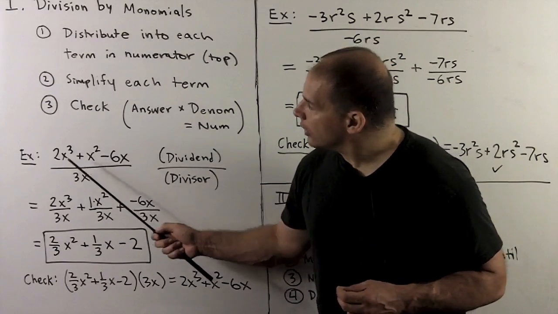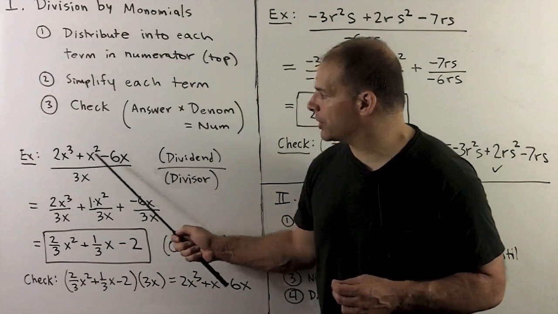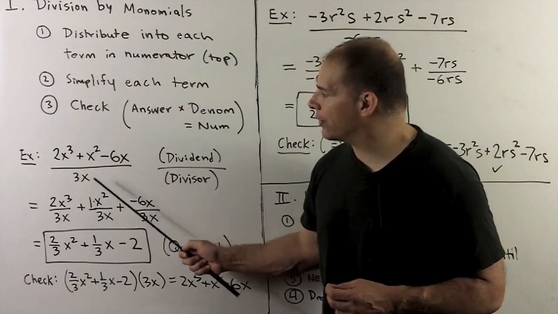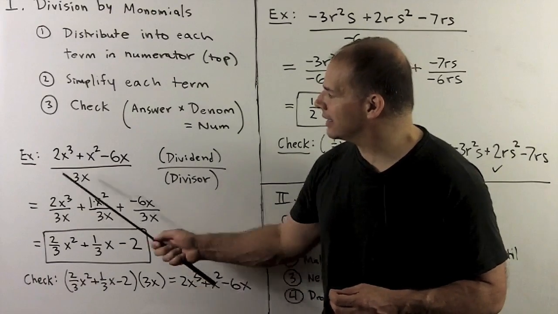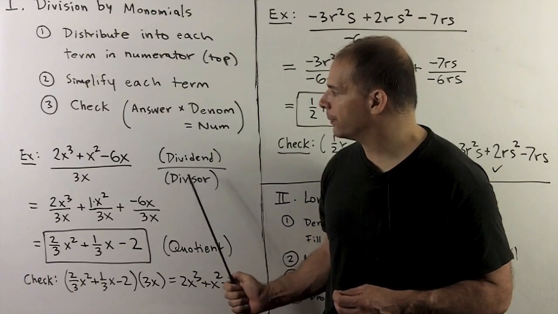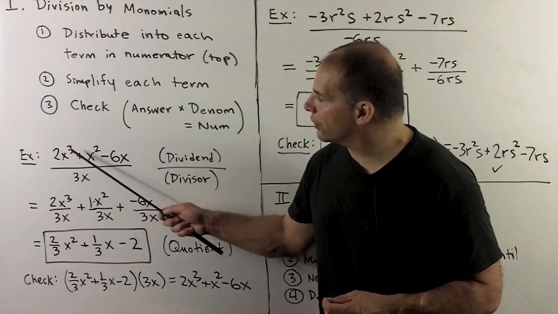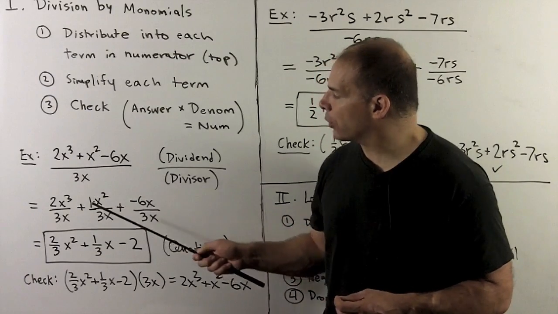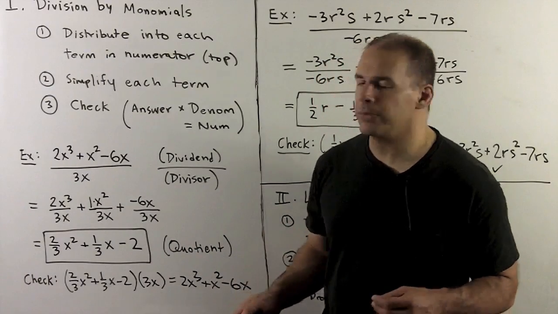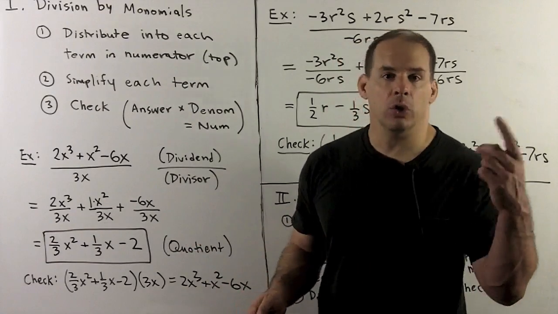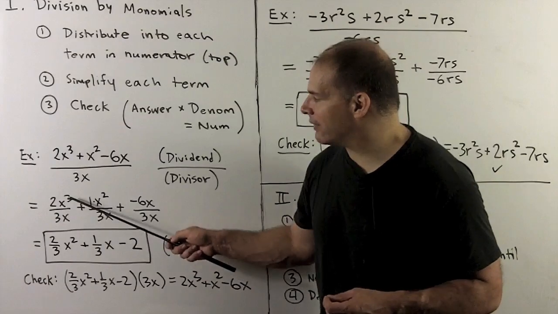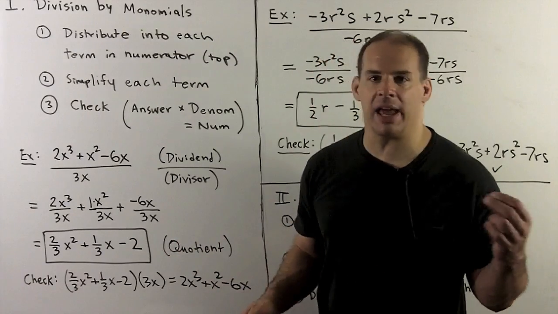Now, a concrete example: take 2x cubed plus x squared minus 6x divided by 3x. For terminology, we call the numerator the dividend and the denominator the divisor. I distribute the 3x into each term, so we're going to have 3 terms in the sum. First term, I have 2x cubed over 3x. Numerical part is 2/3. I have x cubed over x, which becomes x squared.